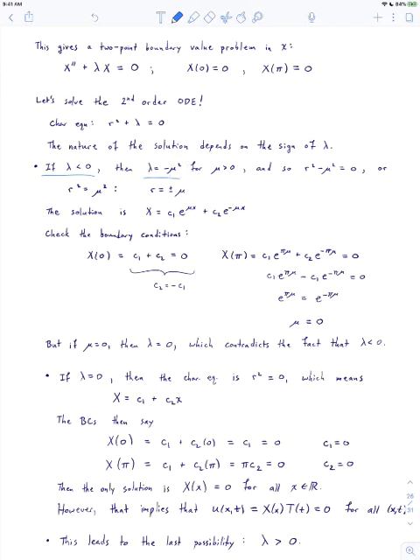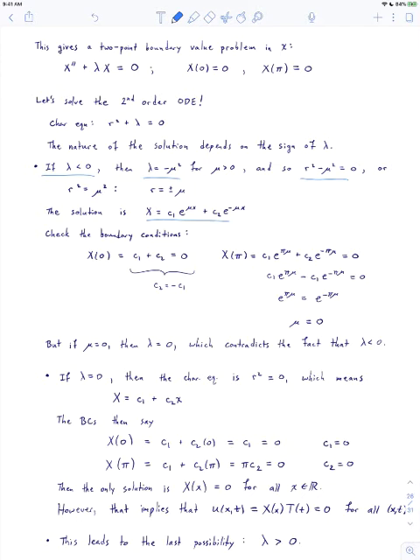Now, why are we writing it as mu squared instead of mu? It's just for computational convenience, as you'll see, because that tells us that the characteristic equation is r squared minus mu squared equals 0. So solving for r, we get that r is equal to plus or minus mu. That makes it very easy for us to write out the general solution, which is capital X is equal to c1 times e to the mu x plus c2 times e to the minus mu x, where c1 and c2 are constants.